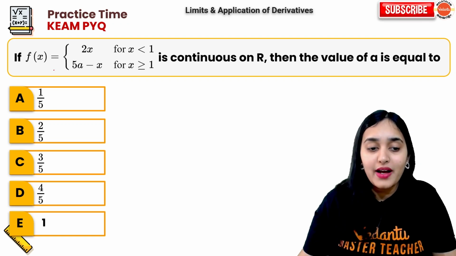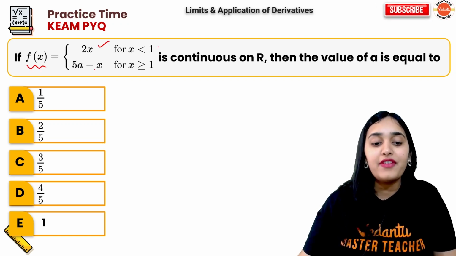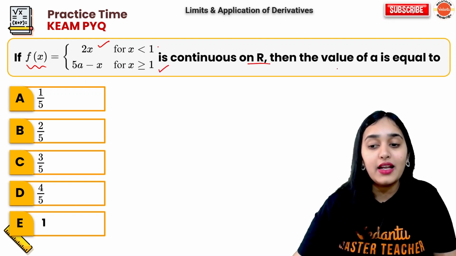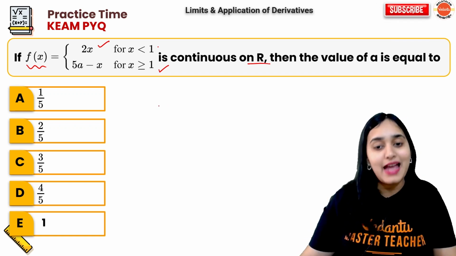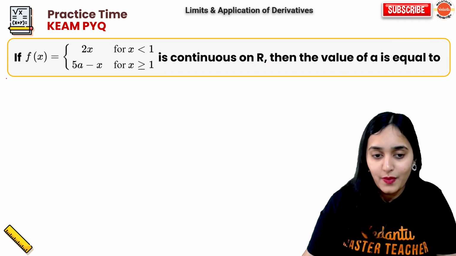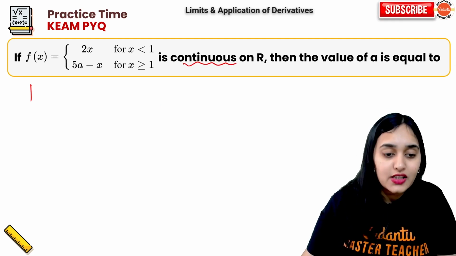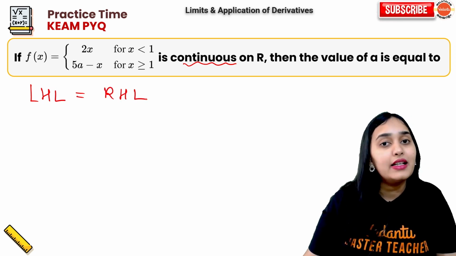Question number 1. If your function is 2x for x less than 1, 5a minus x for x greater than 1, is it continuous on real numbers? If it is continuous on real numbers, then the value of a is dash. Now for these types of questions, for checking continuity, any function is continuous when the left hand limit is equal to the right hand limit.